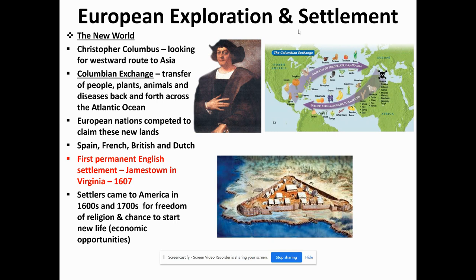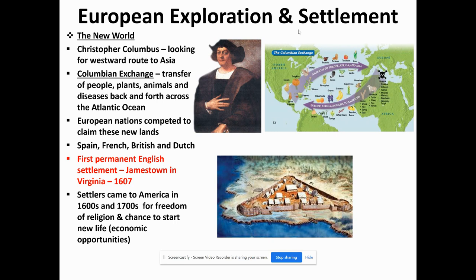So as Columbus comes in and he opens up that travel, he opens up that exploration, all the other civilizations in Europe, all these other nations in Europe began to compete with each other, trying to claim this different land. And so you're going to see Spain, you're going to see the French, the British, the Dutch, all of these different civilizations competing with one another.